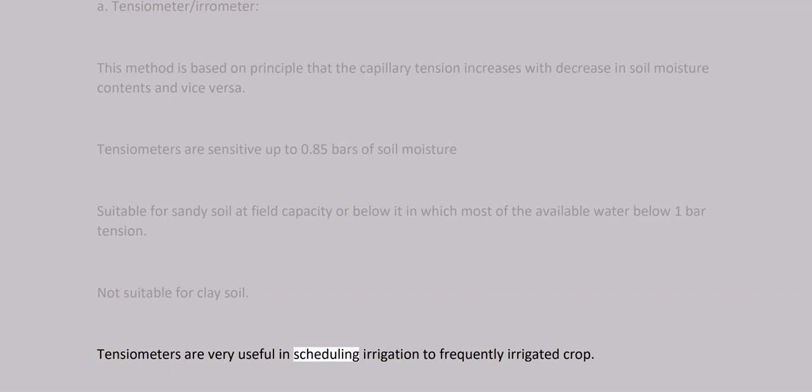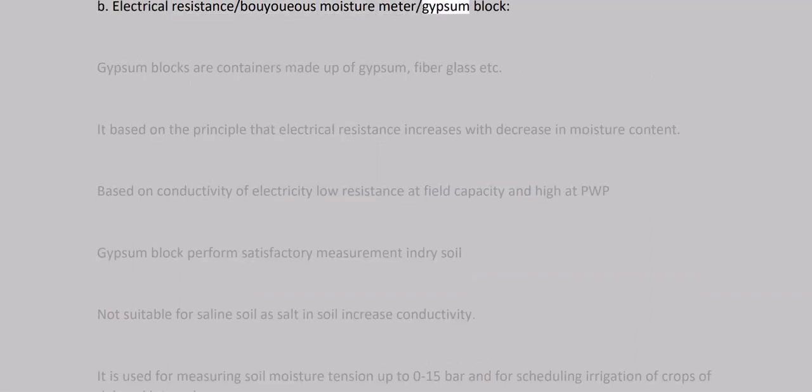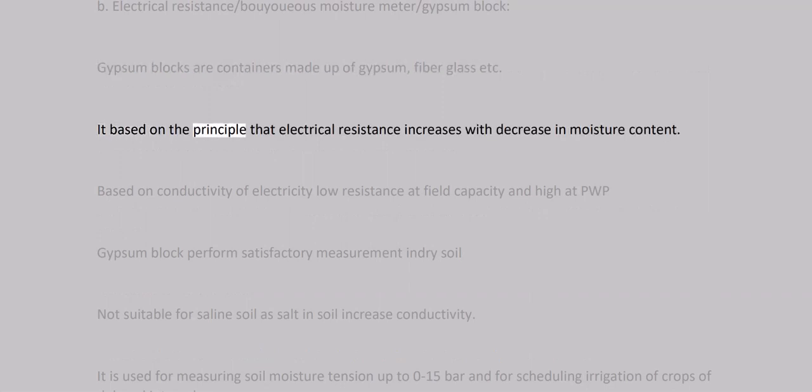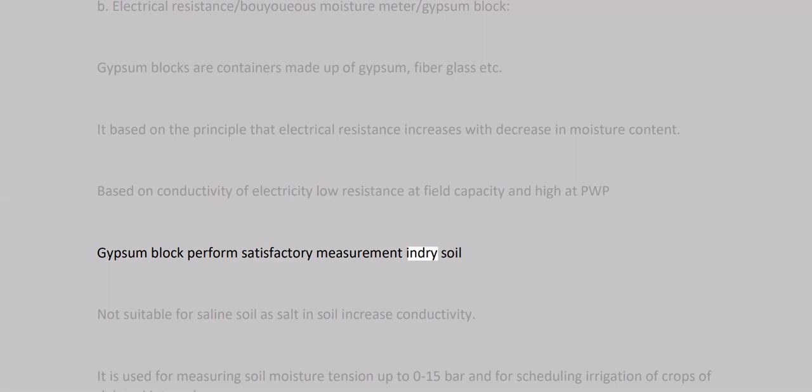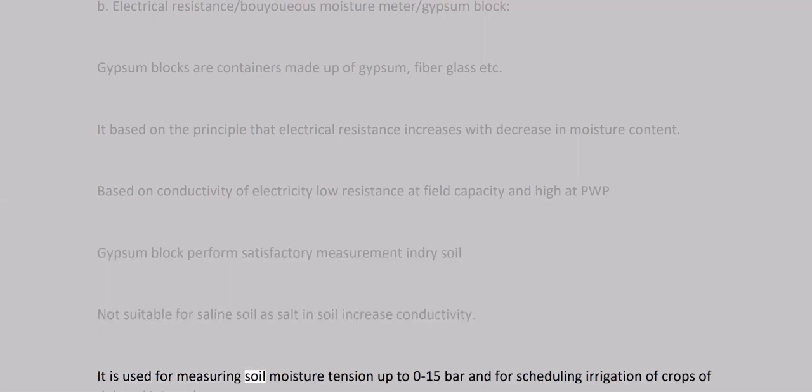Tensiometers are very useful in scheduling irrigation for frequently irrigated crops. B. Electrical resistance, Bouyoucos moisture meter, gypsum block. Gypsum blocks are containers made up of gypsum, fiberglass, etc. It is based on the principle that electrical resistance increases with decrease in moisture content, based on conductivity of electricity: low resistance at field capacity and high at PWP. Gypsum blocks perform satisfactory measurement in the soil. Not suitable for saline soil, as salt in soil increases conductivity. It is used for measuring soil moisture tension from 0 to 15 bar and for scheduling irrigation of crops at delayed intervals.